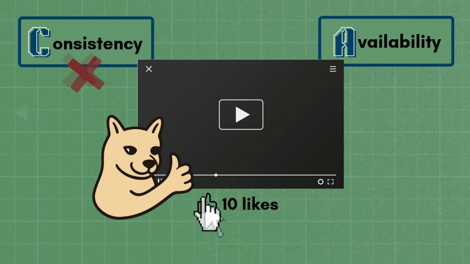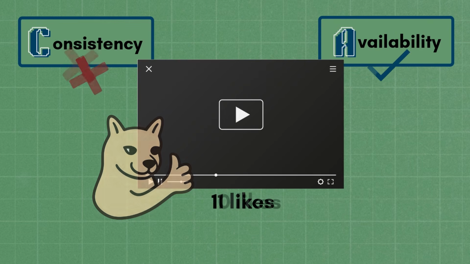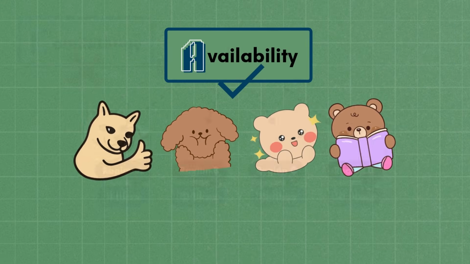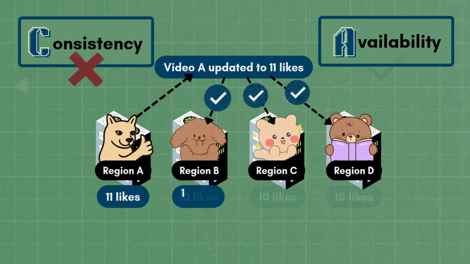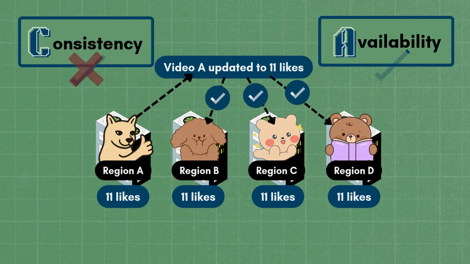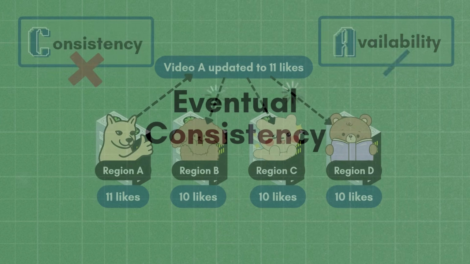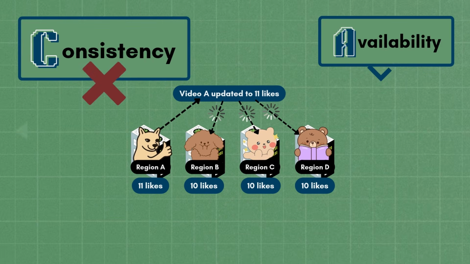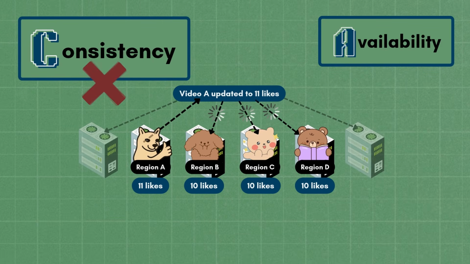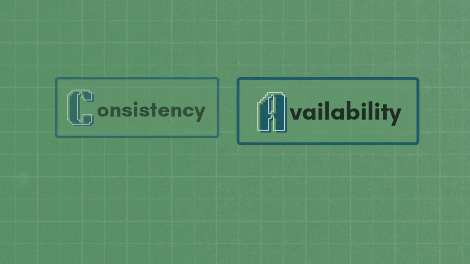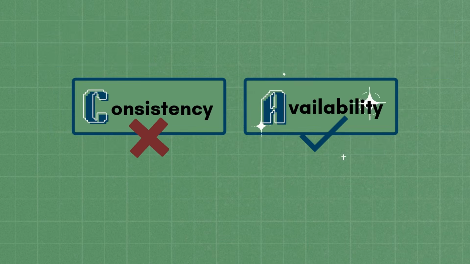User A can still like the video immediately, user B can still watch the video without interruption, and the system remains highly available. After a short period of time, the update propagates to the other servers, and everyone eventually sees 11 likes. This is called eventual consistency. The trade-off is that we temporarily sacrifice strict consistency in exchange for better scalability and availability. In this case, we are choosing availability over consistency.